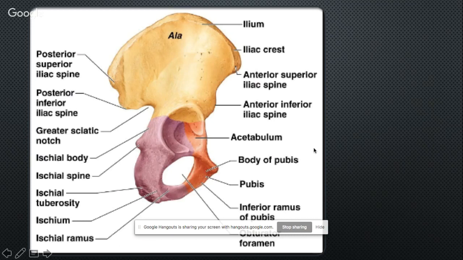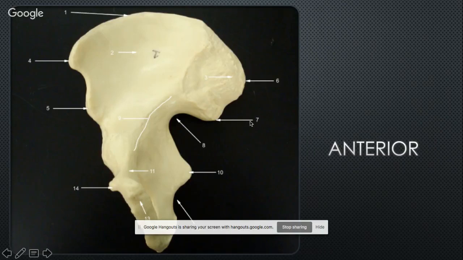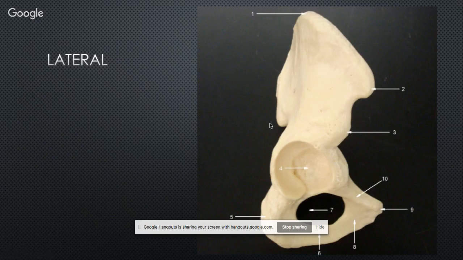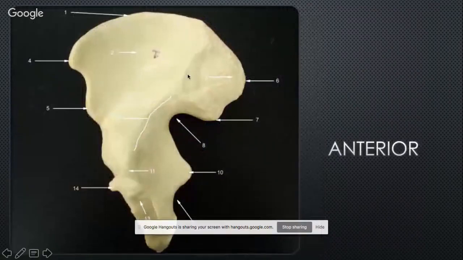Let's see. There's a couple other views I have of this one. Here's a better view of the greater sciatic notch and the lesser sciatic notch. Here's the pubis. Here's the anterior superior and inferior iliac spines and the posterior spines. It's getting hard to say that. It's kind of a mouthful. Don't think I missed anything here. Real quickly, auricular surface. Okay, yeah. So this here is the auricular surface where it connects to the sacrum.